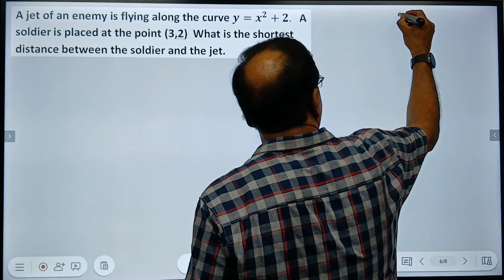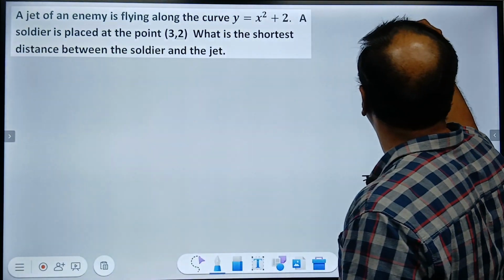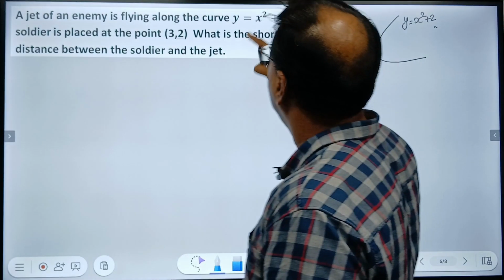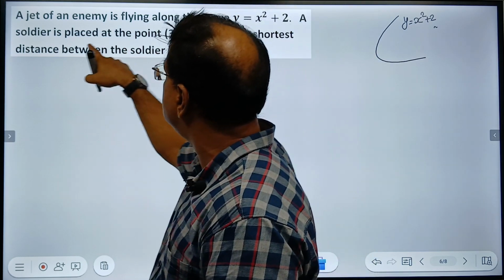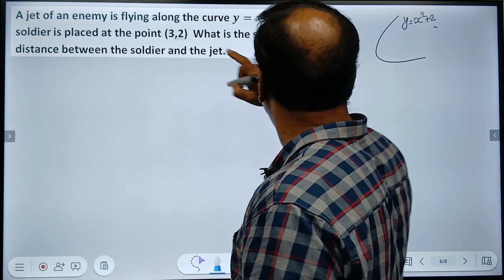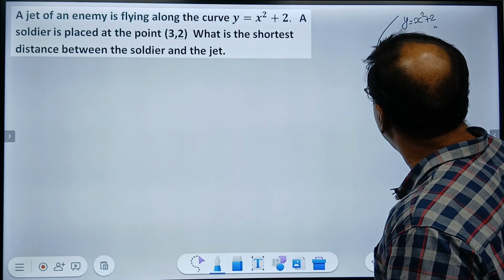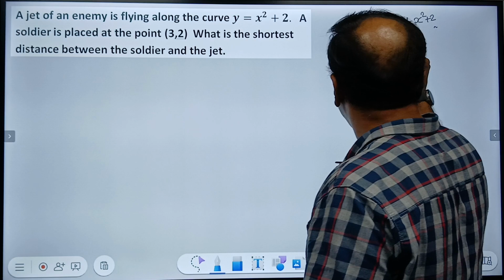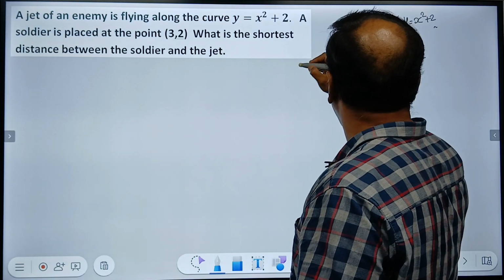So this is a curve, and the equation of the curve is y equal to x squared plus 2. A soldier is placed at (3, 2). So what is the shortest distance between the soldier and the jet? So let us assume that when the jet comes here, what is this point? I don't know. So I call it (a, b). Then at this point, the soldier will be very close to take a shot.